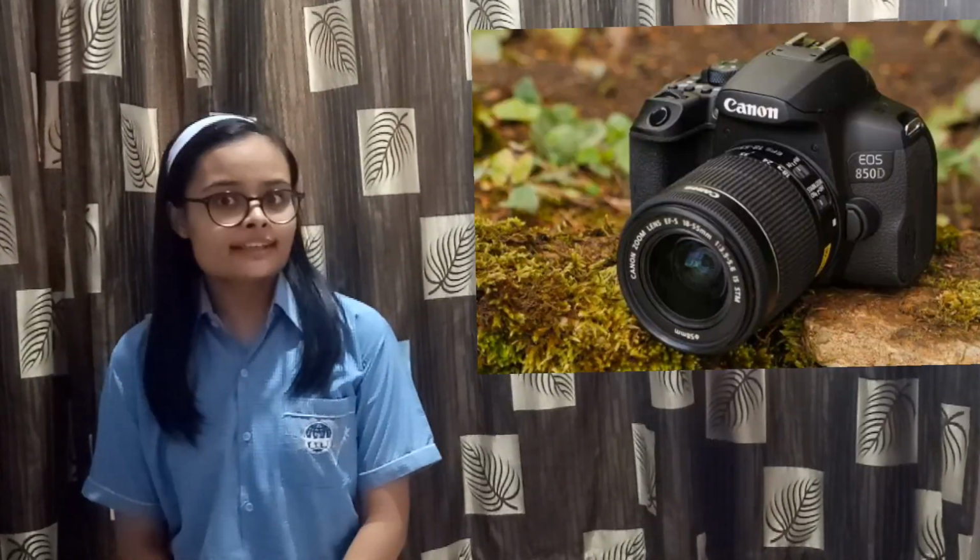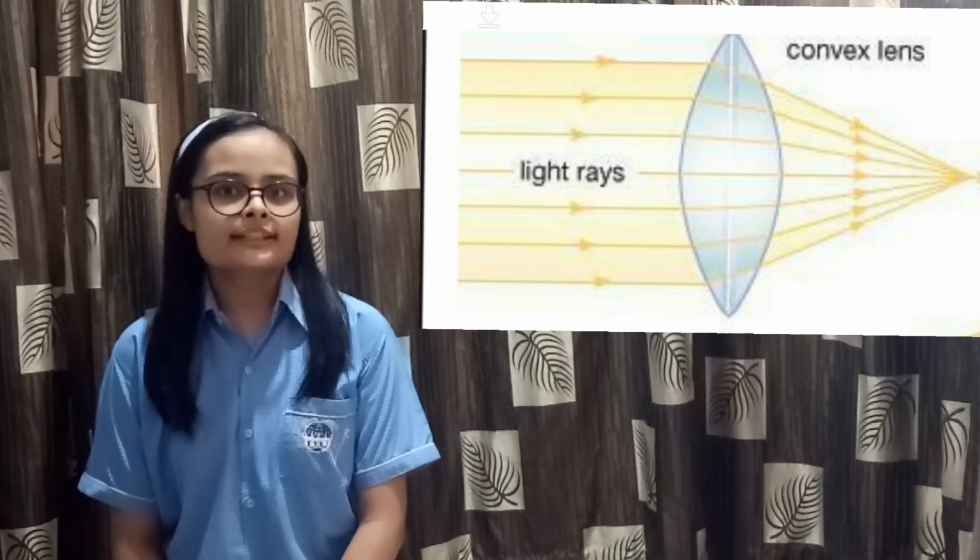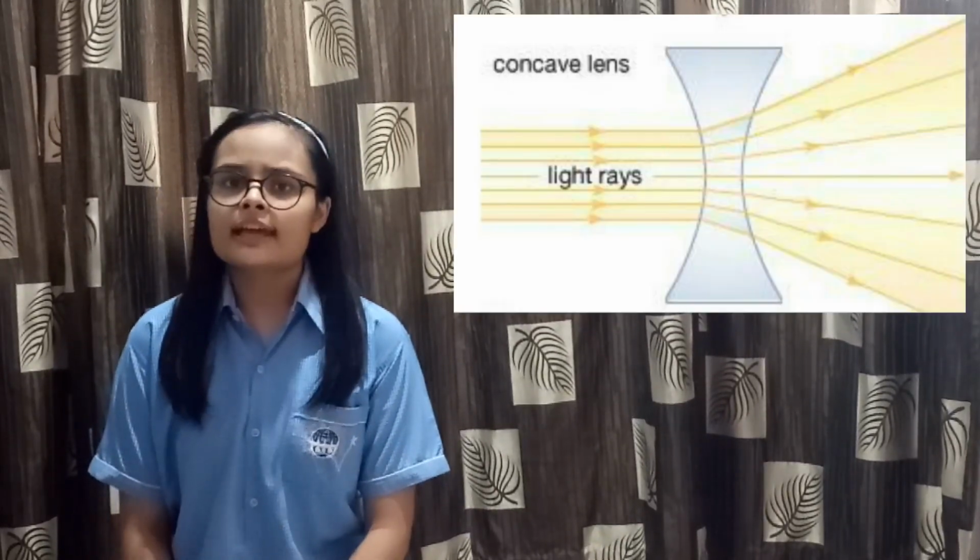Lens. The word lens reminds us of the lenses in our spectacles, or the lens in our camera, or even the lens in our doorknob. Hello friends, so today we are going to play with concave and convex lenses. We have always been learning that the convex lens is the converging lens and the concave lens is the diverging lens. So today we are going to experimentally see if that is the reality or not.